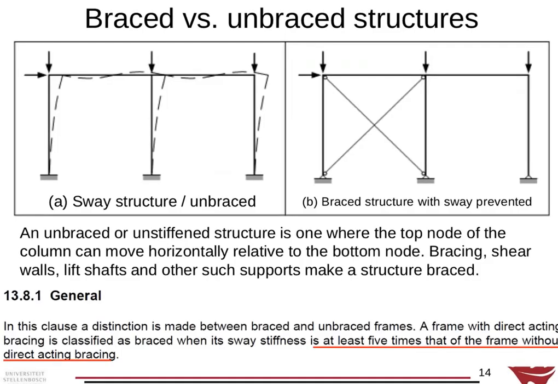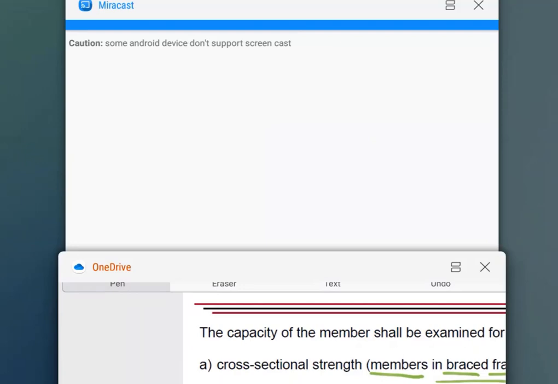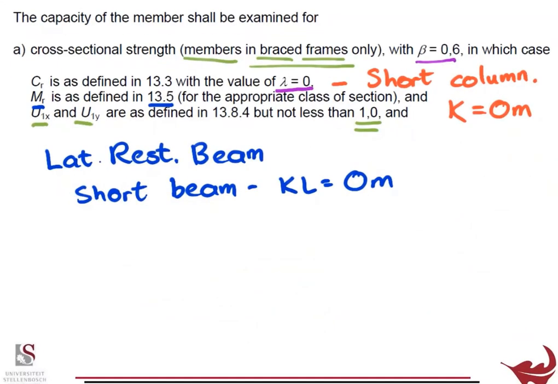So now, what does that look like? Well, firstly, just coming back, cross-sectional strength, members in braced frames. You only do this check for braced frame structures. If you did it in a structure which is not braced, that's actually okay. It's not a problem to do that. It's just a waste of time, so you don't need to worry about it.